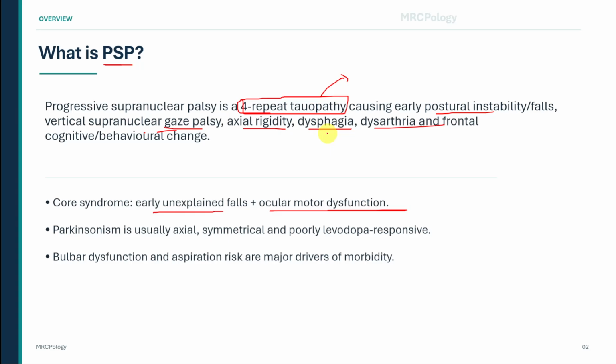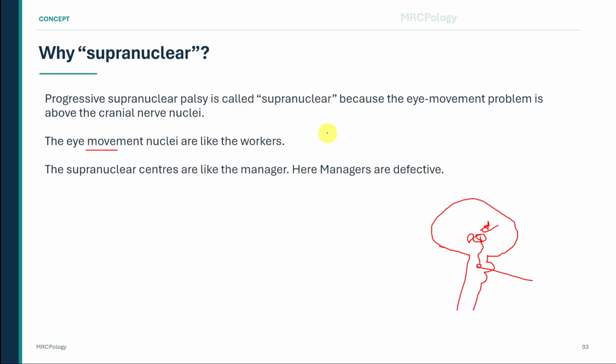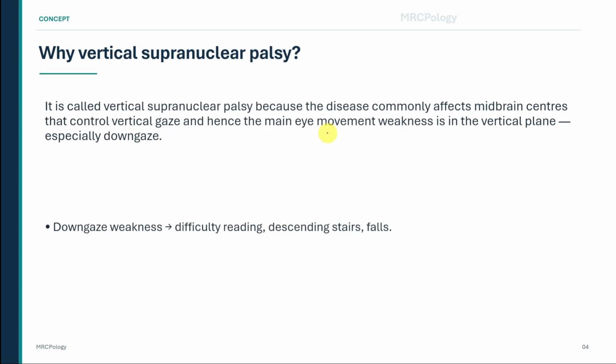Quick recall. A patient with Parkinsonism has repeated backward falls within the first year, an upright stiff posture, dysarthria, and difficulty looking down. What is the most likely diagnosis, and what eye movement finding makes it different from Parkinson's disease? The answer is progressive supranuclear palsy. The differentiating eye movement finding is vertical supranuclear gaze palsy, especially impaired downgaze or slowed vertical saccades.